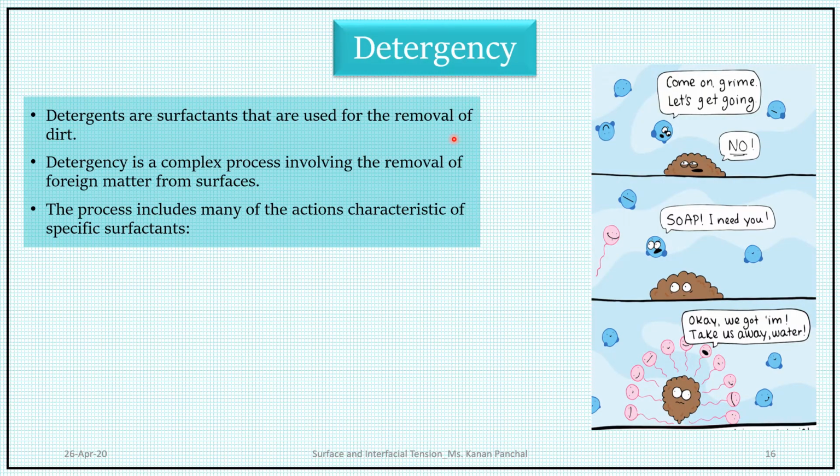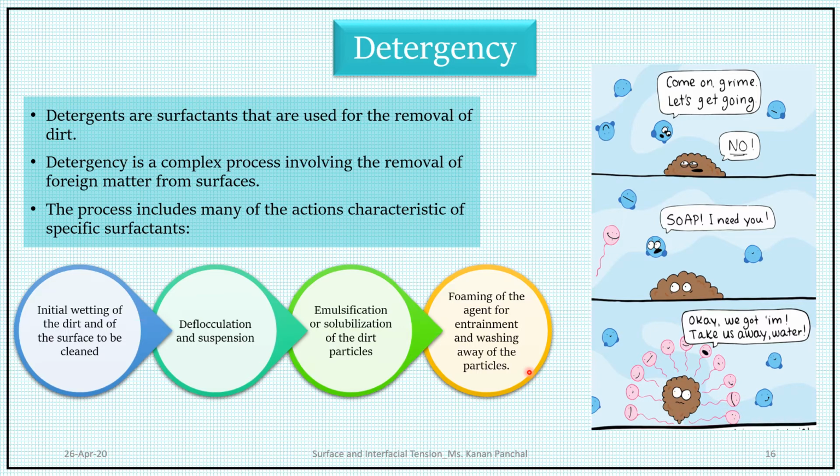Now we understood how wetting agents are a class of surfactants. Detergents, similarly, are again one class of surfactants and they are usually used for the removal of dirt. This is what we saw on the first slide, how the detergents or these surfactants help in removal of dirt. Let us understand its mechanism.